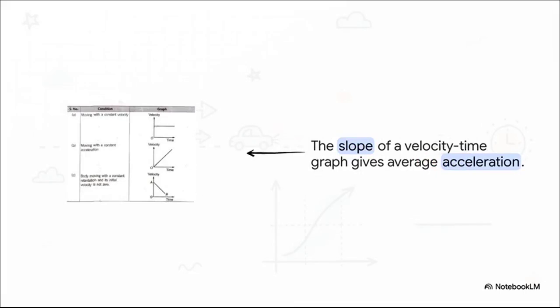Now, if we swap that y-axis over to velocity, the story changes completely. A flat horizontal line here now means the velocity isn't changing, it's constant. Notice how a flat line meant at rest on the last set of graphs, but here it means constant speed. A straight diagonal line sloping up means velocity is increasing steadily. And just as the slope of the previous graphs gave us velocity, the slope of a velocity time graph gives us average acceleration. So, an upward slope? That's constant acceleration. If the line is sloping downwards towards zero, the velocity is dropping, which means we're looking at constant retardation, or slowing down.